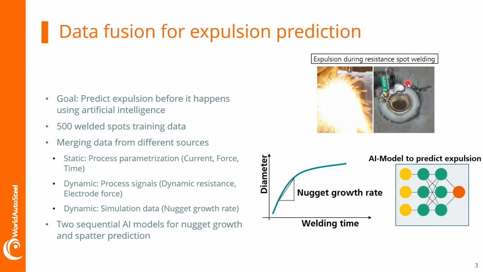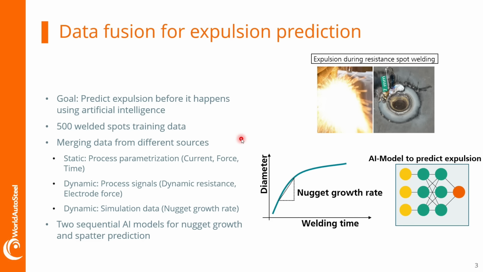We want to use data fusion and artificial intelligence to predict resistance spot welding expulsion. And we have used 500 welded spots as training data here. These are welds that use an advanced high-strength steel and mild steel. And then we have merged data from different sources.